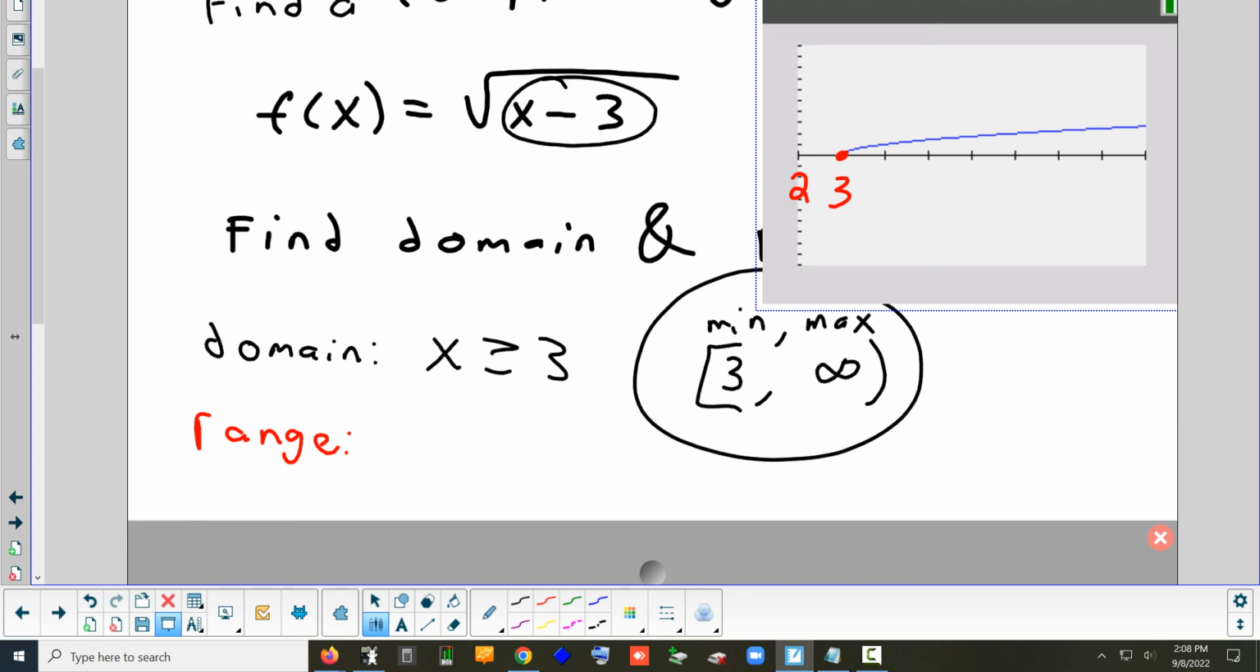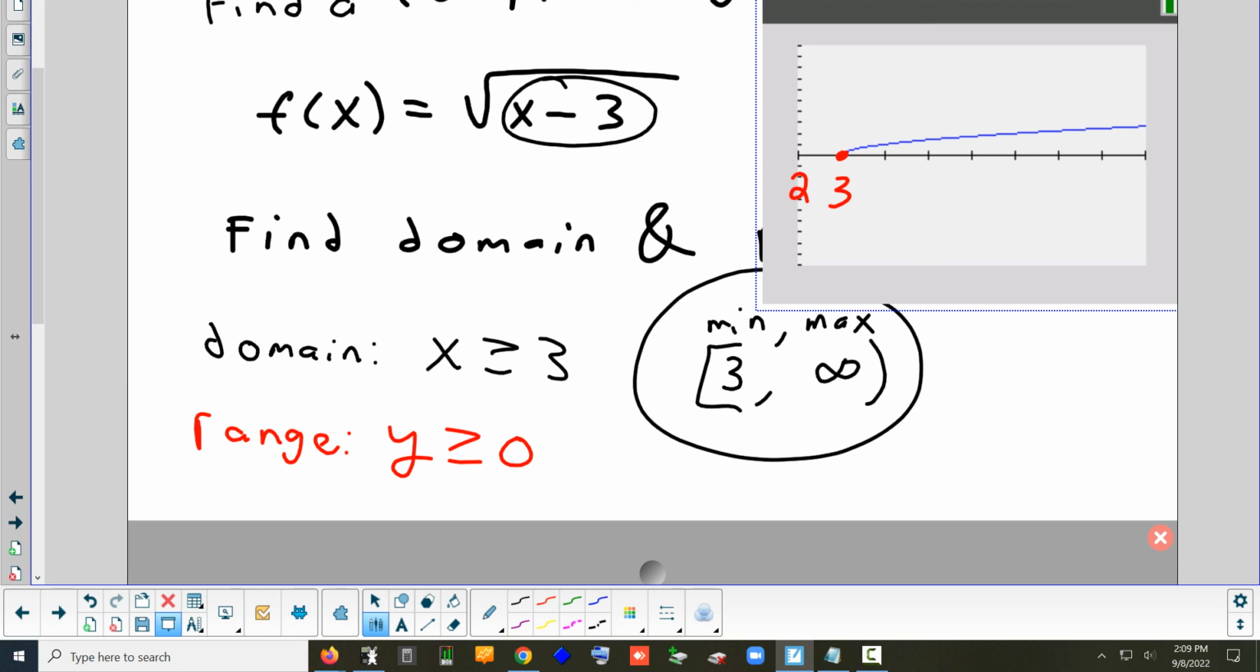No. If it doesn't go down forever, then you're telling me it has a lowest point somewhere. What's the lowest that this graph goes down? 0. That's the lowest that it goes. And the highest, well, it just keeps going up. It goes up slowly, but it will keep going up. Think of this as like a parabola. The parabola will keep getting wider and wider.